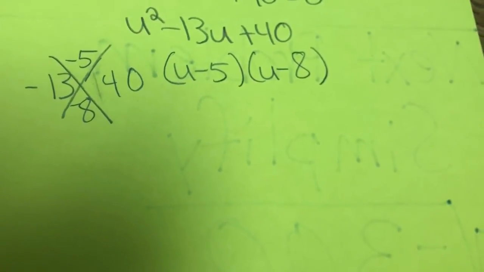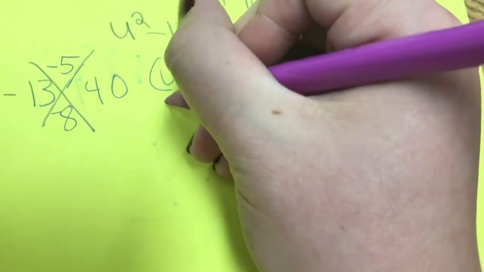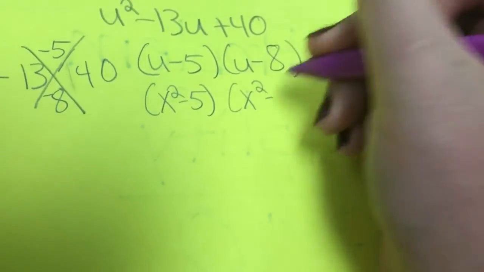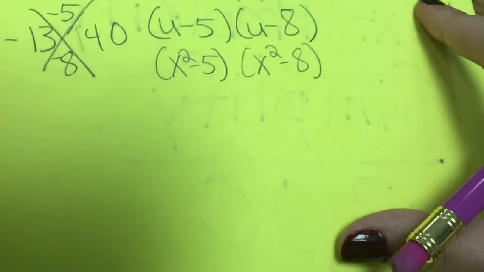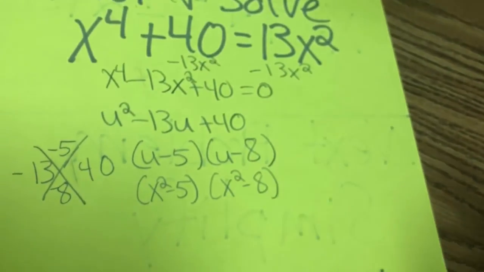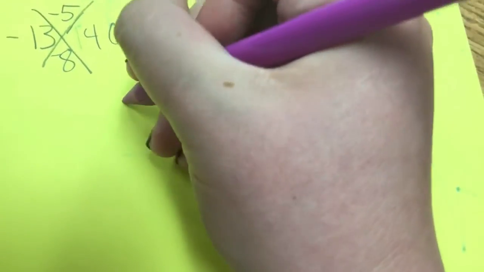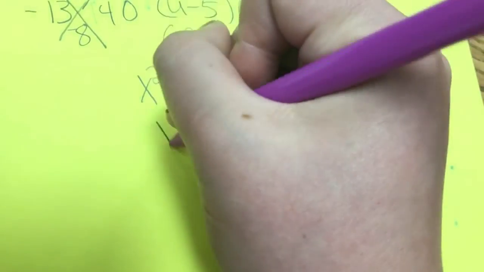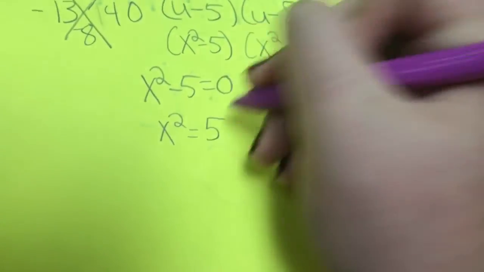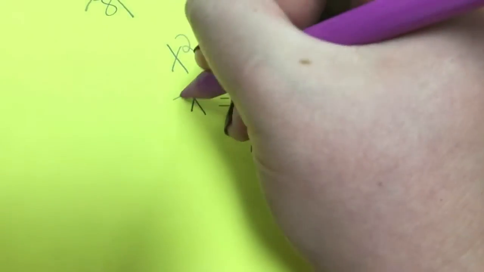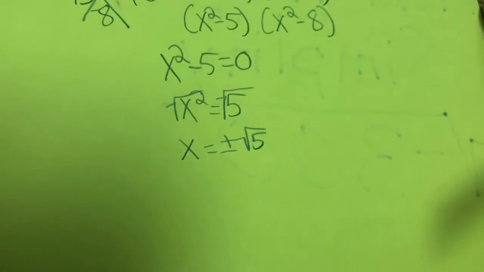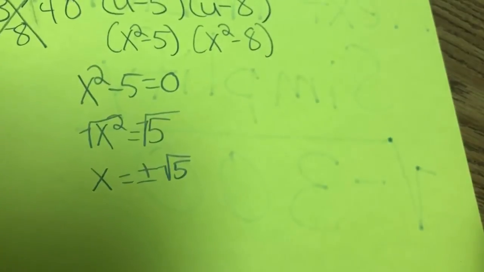Then we have to substitute our x squares back in. So we have x squared minus 5, x squared minus 8. We're going to solve. Again, it says solve, so we have to solve. Setting it equal to 0, so x squared minus 5 equals 0. I have x squared equals positive 5 because I add it to the other side. Taking the square root of both sides, x equals plus or minus the square root of 5. You do have to have the plus or minus.